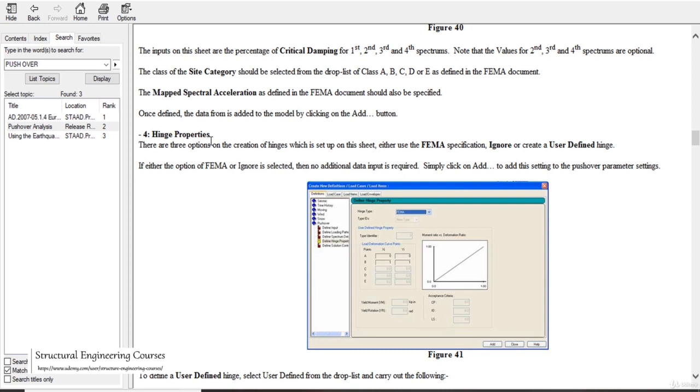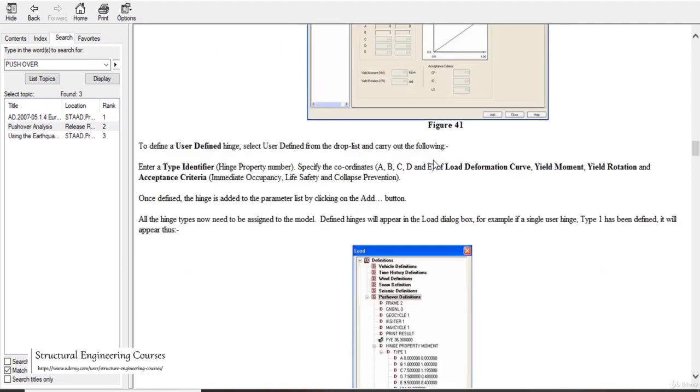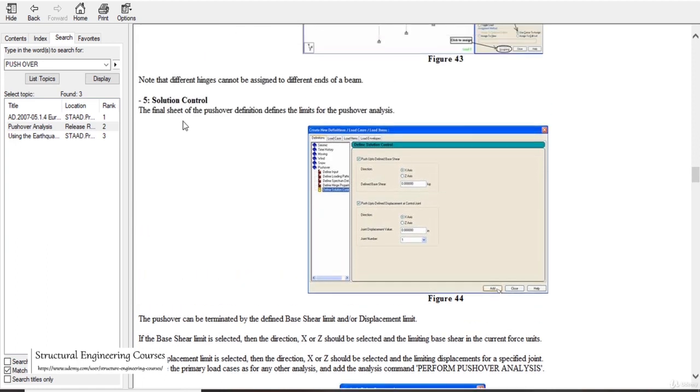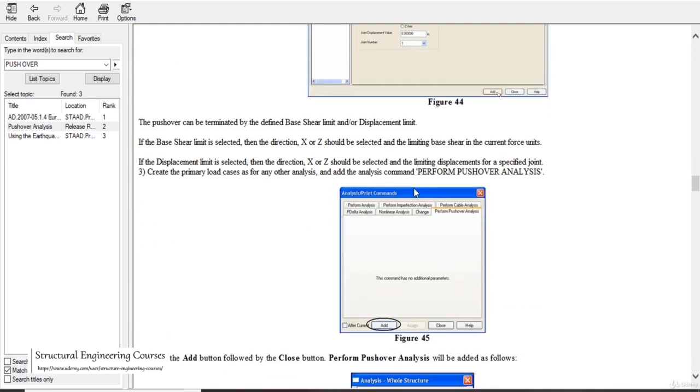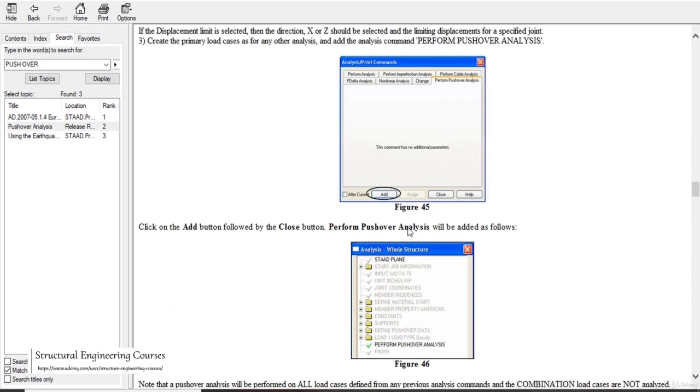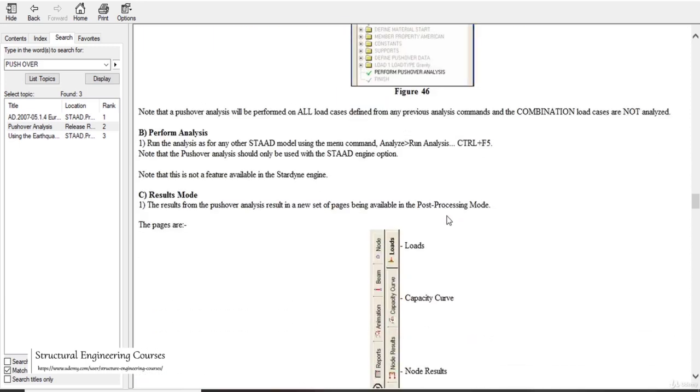Under ETABS you can refer to various types of hinge properties, either FEMA, ATC or ASCE, but under STAAD it only offers us the option to model the hinges as per the FEMA specifications or user-defined specifications. And then, how we can do the solution control: either we define the push up to a defined base shear or up to defined displacement levels. And then we need to add the perform pushover analysis command. Like under the normal analysis we add perform analysis, or under P-delta we add the P-delta analysis, under this type of analysis we need to add perform pushover analysis.